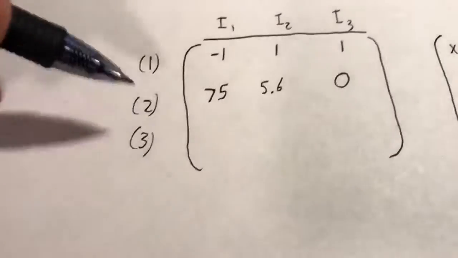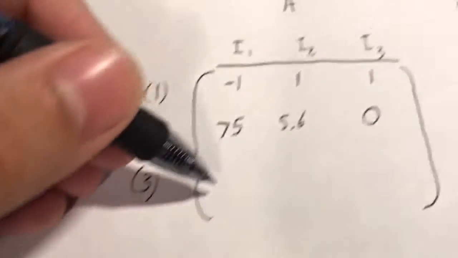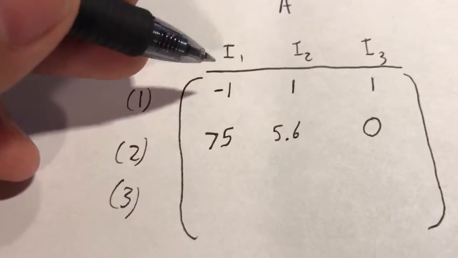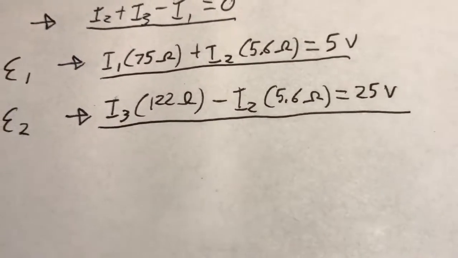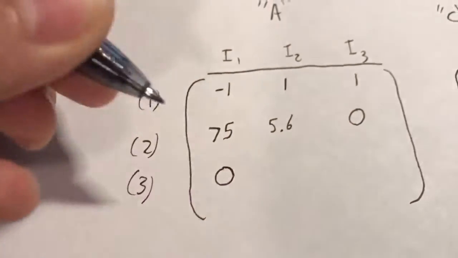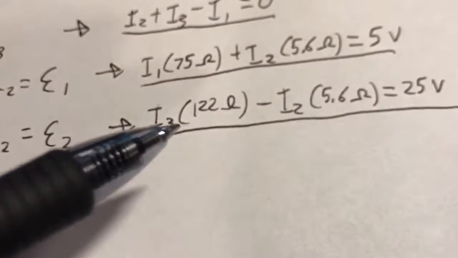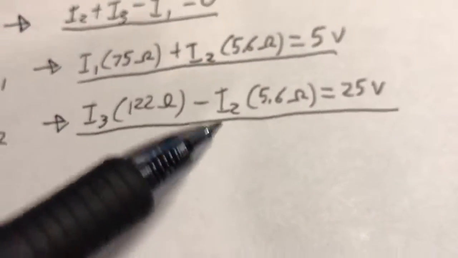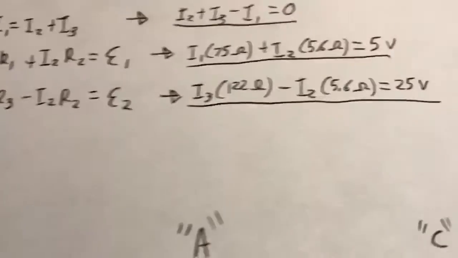So let's go ahead and practice filling out our third row, just like we filled out the previous two. Start with I1. In the third equation, let's find the resistance that corresponds to I1. I don't see any, do you? All I see is I2 and I3. So we're going to put 0 right in there. Now for I2, we look up and find the resistance that corresponds to I2, and it's 5.6. So we're going to plug 5.6 in there again. And our last one is I3, and that's 122.